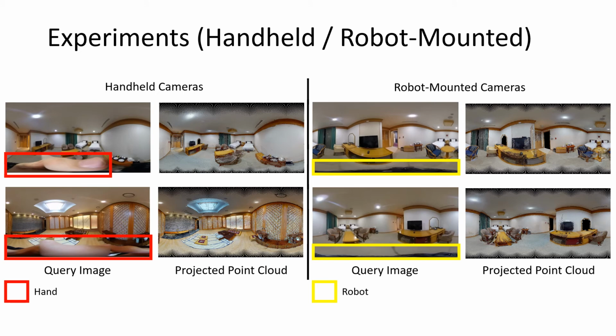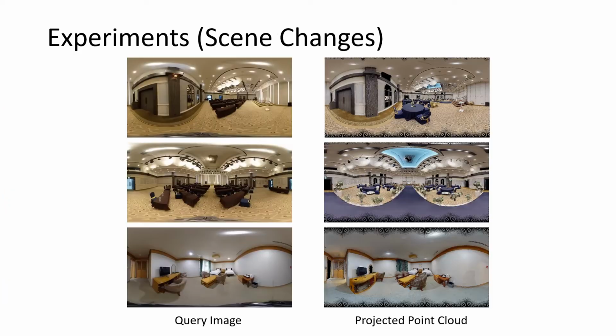In practical application scenarios, omnidirectional cameras can be handheld or mounted on robots. These cases are challenging, since large portions of the image could be occluded by hand or robot, as marked in boxes of red and yellow. We demonstrate that PICCOLO can effectively localize pose in both scenarios.